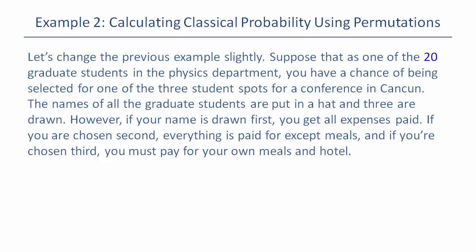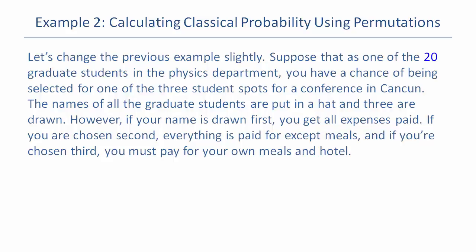All right, let's look at an example where it's going to be a permutation. Order matters. So let's change the previous example just slightly. Suppose that as being one of the 20 graduate students in that physics department, you have a chance of being selected for one of the three student spots to go to Cancun. The names of all the students are put in a hat, three are drawn. However, if your name is drawn first, you get all expenses paid. If you're chosen second, everything is paid for except meals. And if you're chosen third, you must pay for your own meals and hotel.